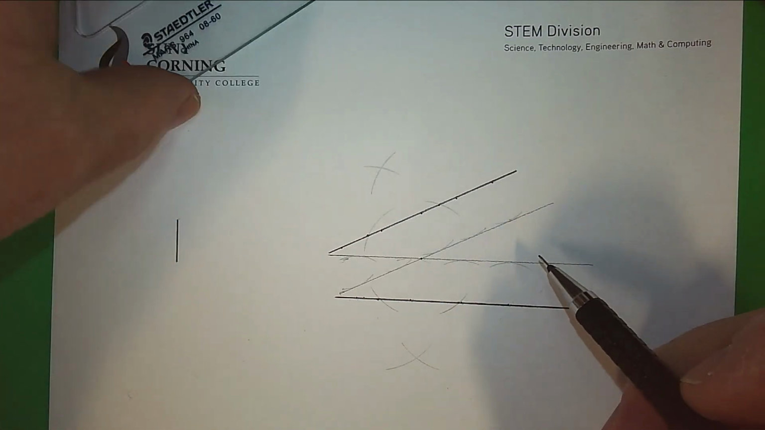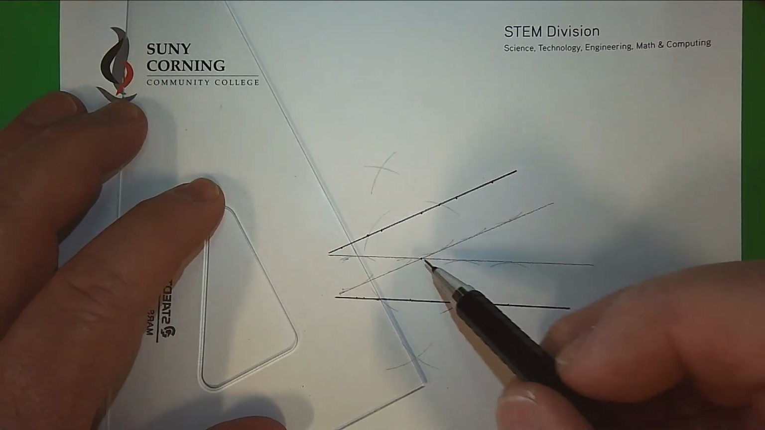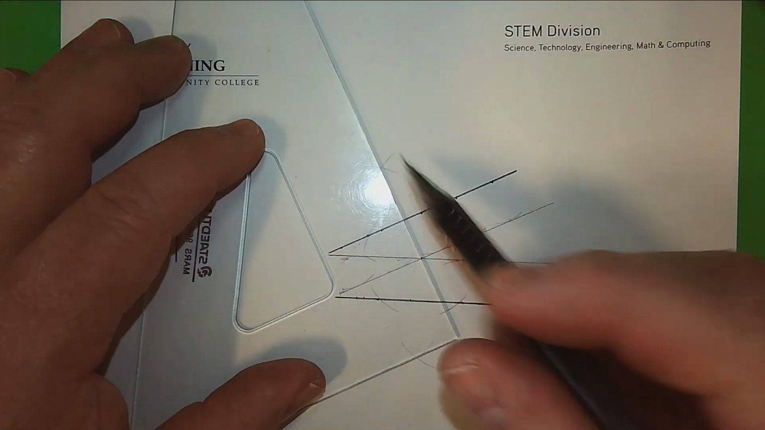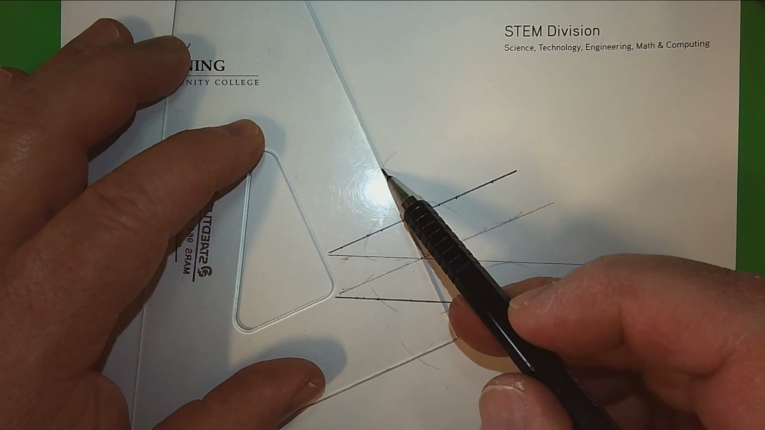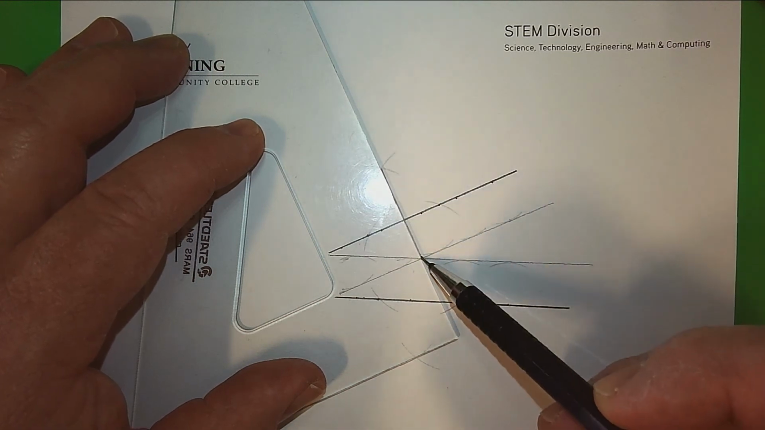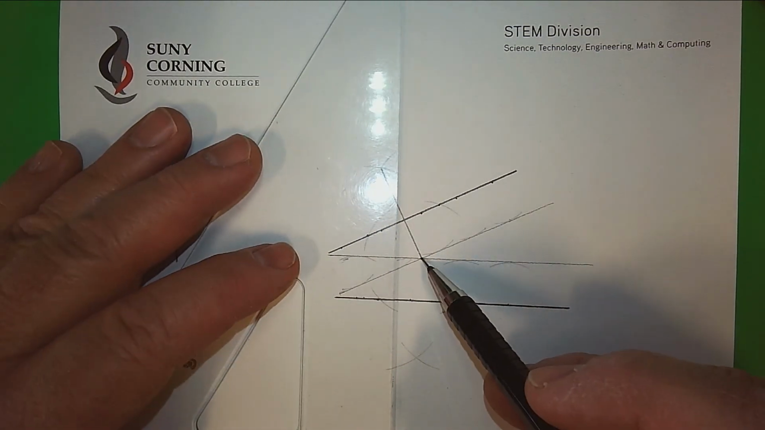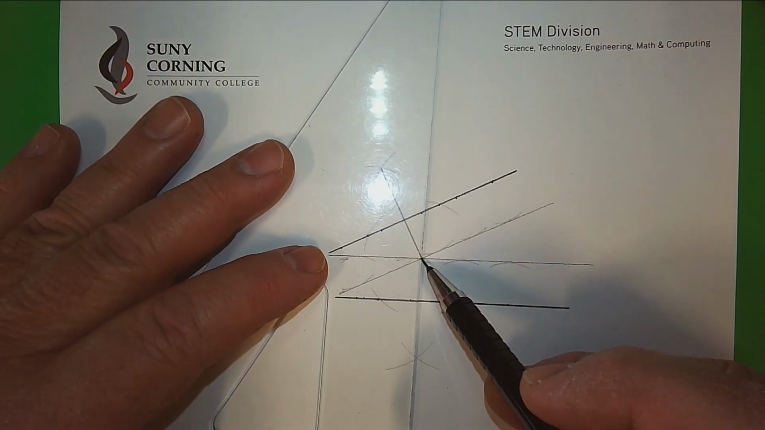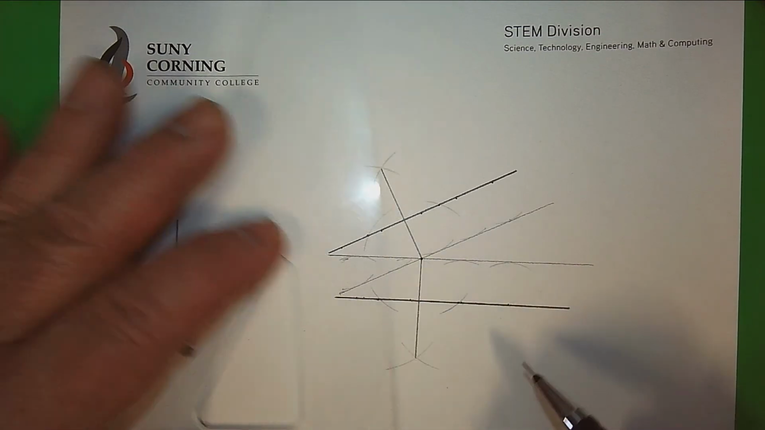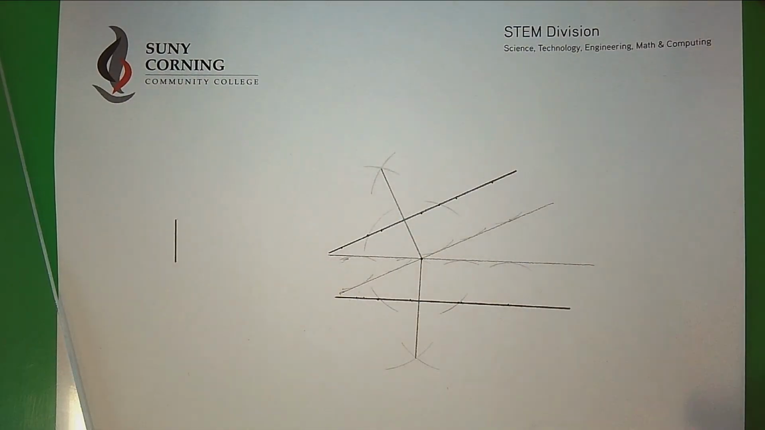Once I have those, I can use my triangle to draw a construction line from the intersection point through the intersection of these arcs, creating a perpendicular line to our original lines. These will identify the tangency point of our radius.